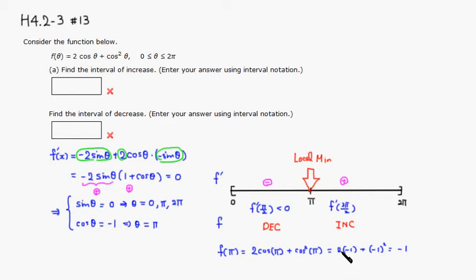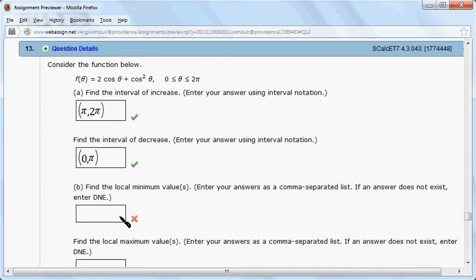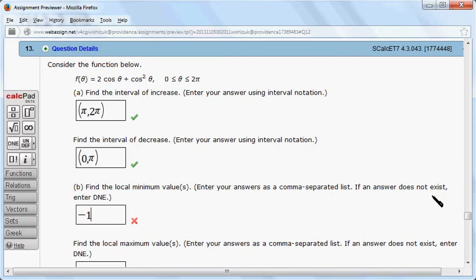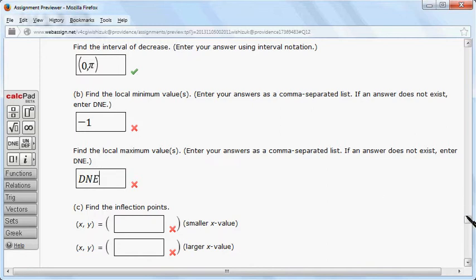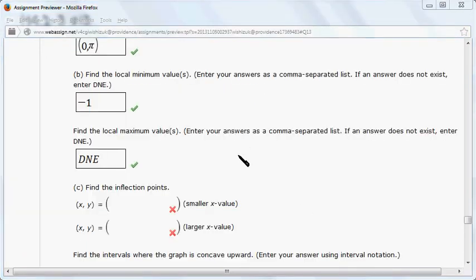So that's the local minimum. Let's type it in. Local minimum would be -1. Then local max does not exist, so we can just say does not exist. Let's check the answer. It came back and looks like we got part B correctly.